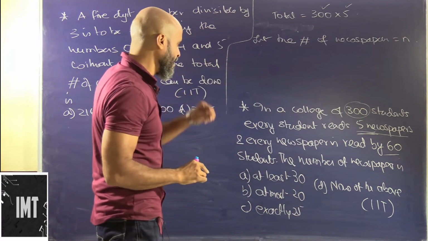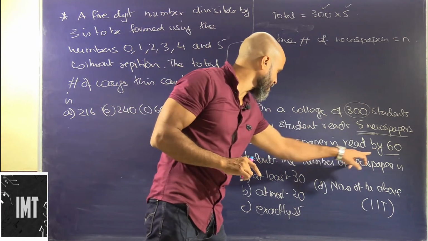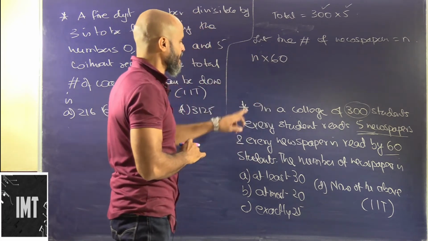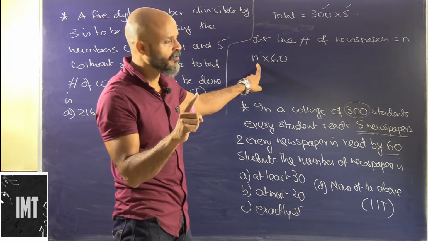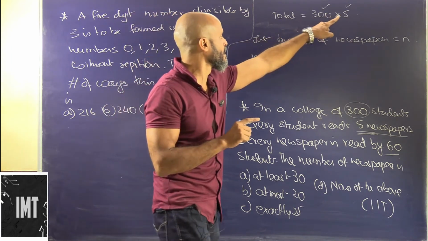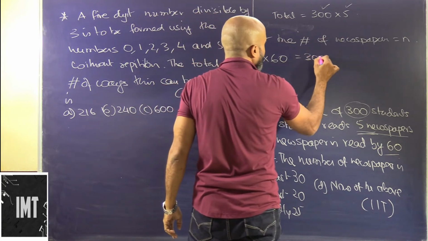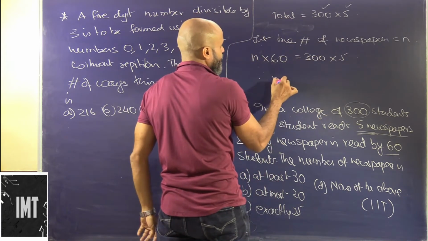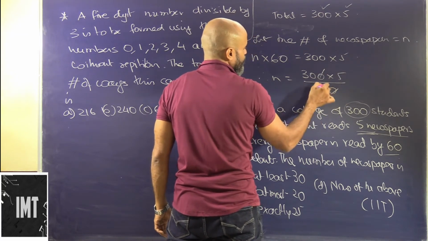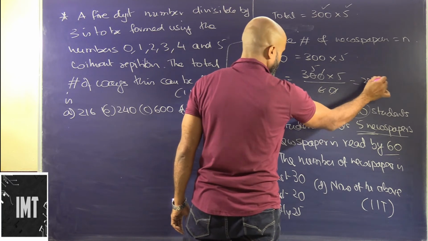Now n newspapers, every newspaper is read by 60 students, so this will be n into 60, right? The n newspapers will be read by n into 60 students, and this will be equal to 300 into 5. So n is equal to 300 into 5 by 60, so this will be exactly 25.